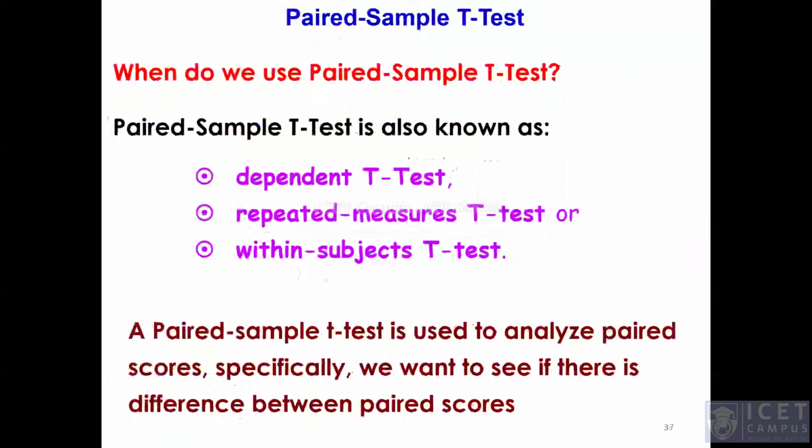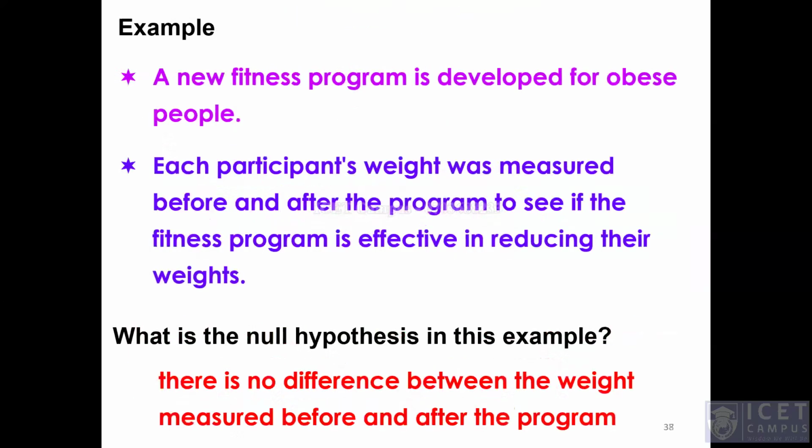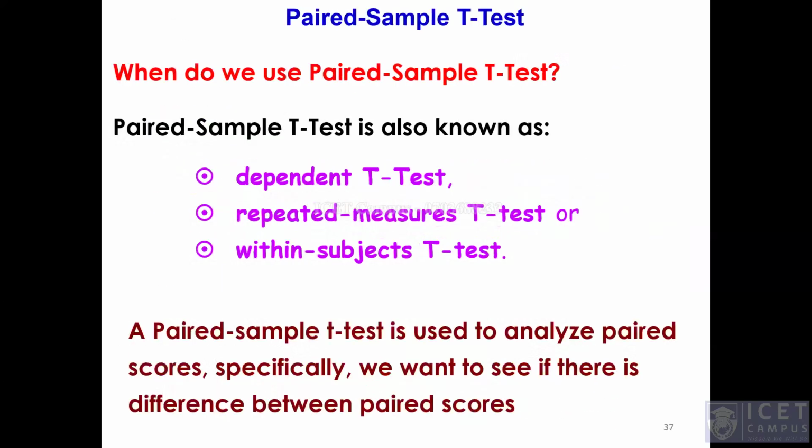Right. The second type is the paired sample t-test. There are many names also, such as dependent t-test, repeated measures t-test, or within subject t-test. So all these names are for the paired sample t-test.